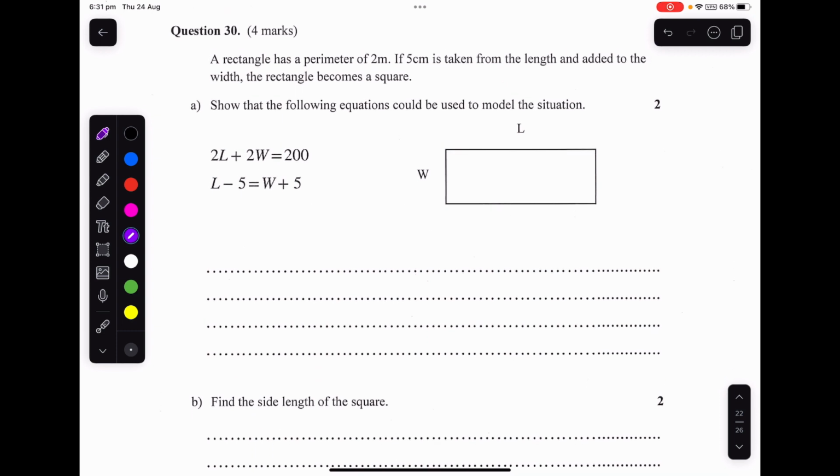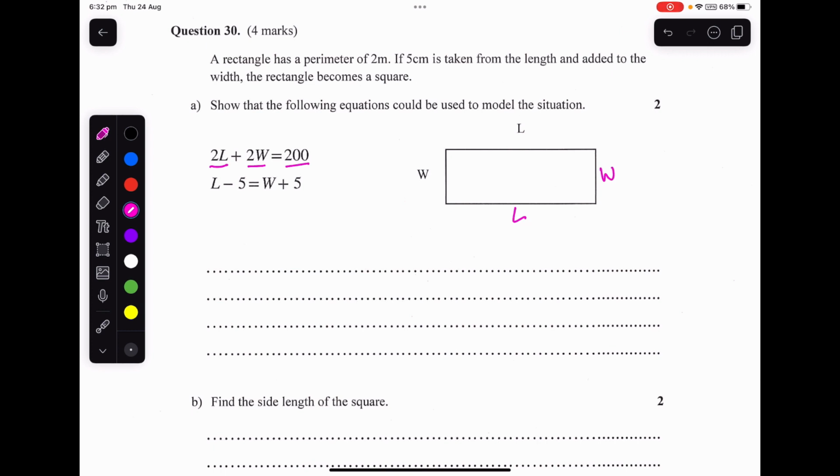Okay, question 30. This is a bit of an odd question. A rectangle has a perimeter of 2 meters. If 5 centimeters is taken from the length and added to the width, the rectangle becomes a square. Show that the following equations could be used to model the situation. Okay, so this one here says 2 lengths plus 2 widths equals 200. Well, that makes sense, right? We can go width, width, length, length. That makes 200. That's a rectangle. So this one here you could say is already done.